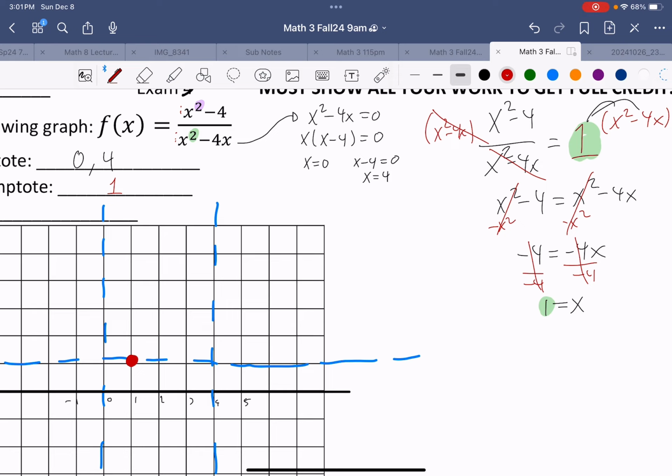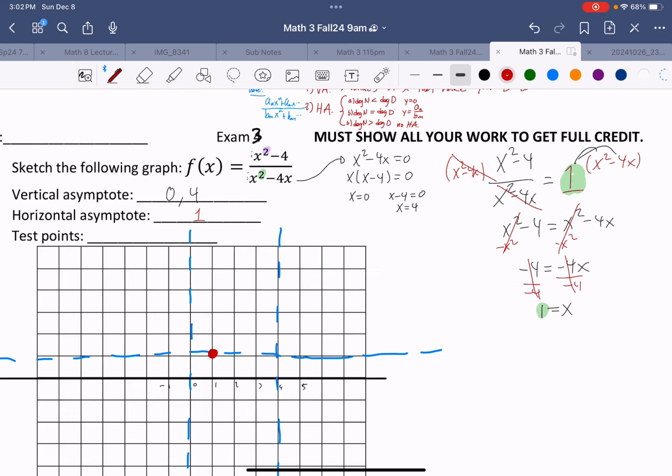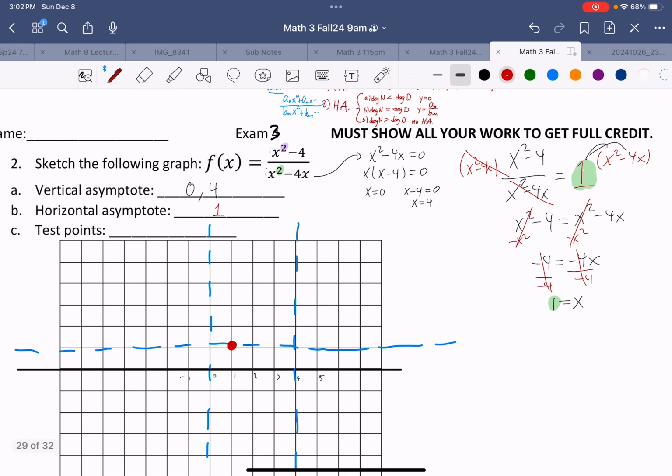Now I start using my test points, right? So figuring out where things are going to cross and intersect, and what the graph is going to be. Remember, I use test points to determine this. So I'm going to start with negative 1. I'm going to do f of negative 1.